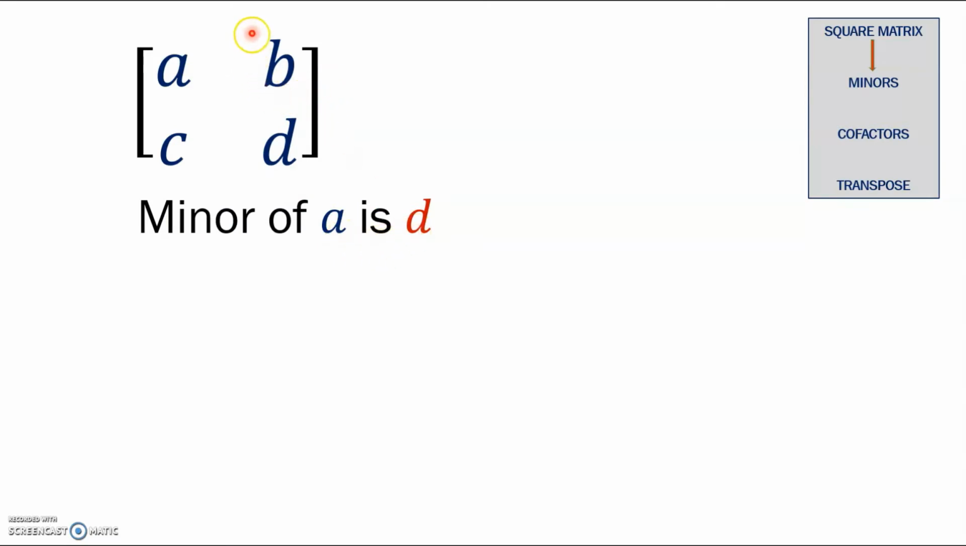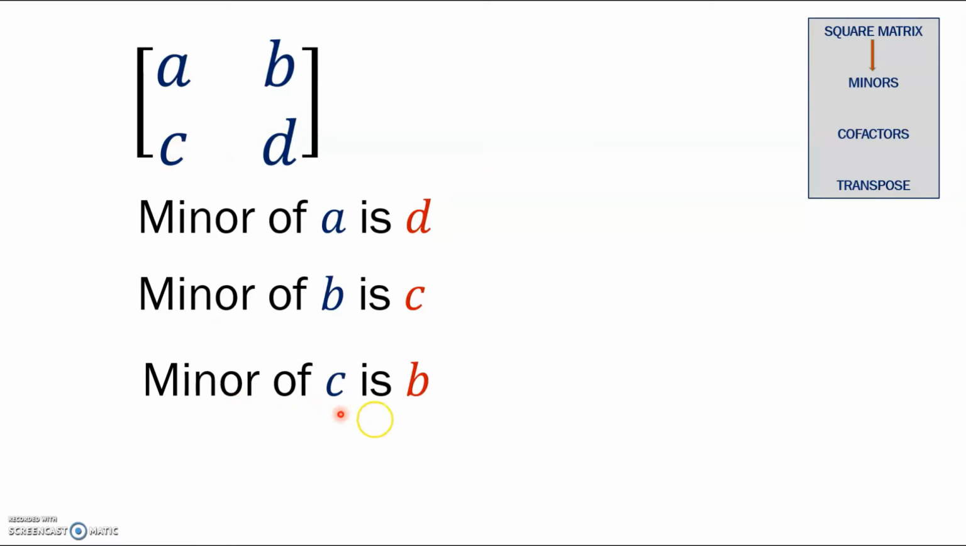So next, what will be the minor of B? Remove the items which are in the same row and the same column. Now we are left with C. So C is the minor of B. Similarly, for C, what would be the minor? Remove the items which are in the same row and column. So you're left with B. So minor of C is B. Then the last one is D. Eliminate the items which are in the same row and column. You're left with A. So the minor of D would be A.